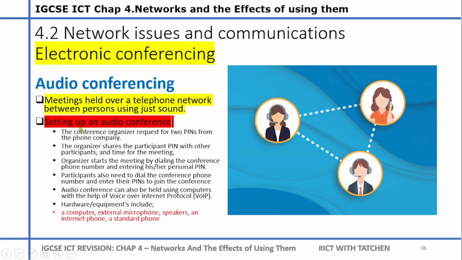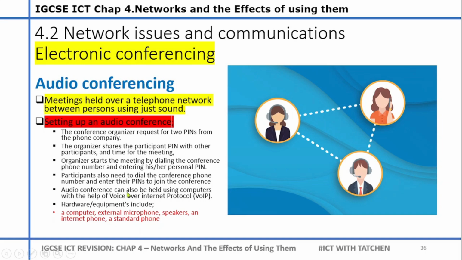So how do you set up an audio conference? The first thing is the audio conference organizer will request two PINs from the phone company. Very often now you don't really need all these details, but ideally you need to request two PINs from the phone company. The organizer will share the participant PIN with the other participants, along with the time for the meeting. So there's a participant's PIN and the other PIN is for the organizer. The organizer starts the meeting by dialing the conference phone number and entering his or her own personal PIN. Participants also need to dial the conference phone number and enter their PINs to join the conference meeting.